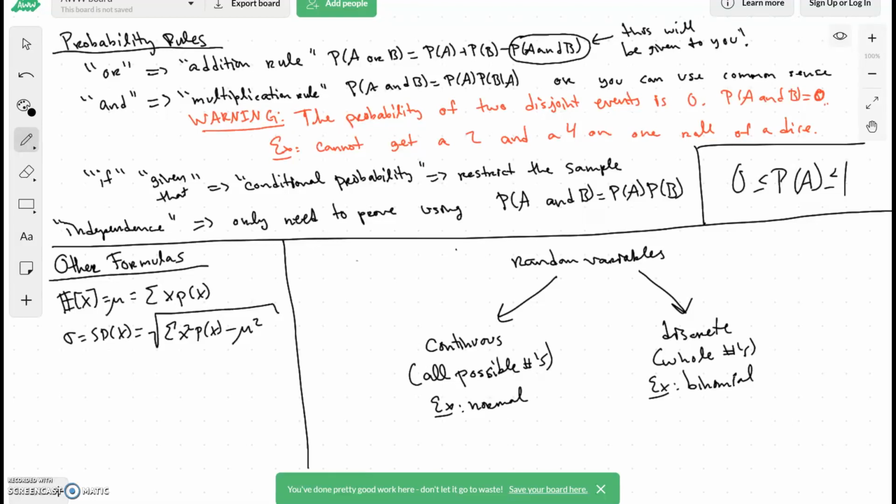Okay, here are some of the probability rules. You can pause the video and write all of this down if you want, and then you can go ahead and continue it again, and you can hear me talk.